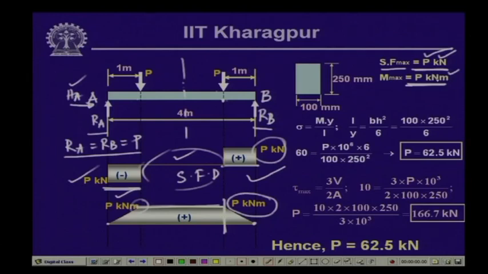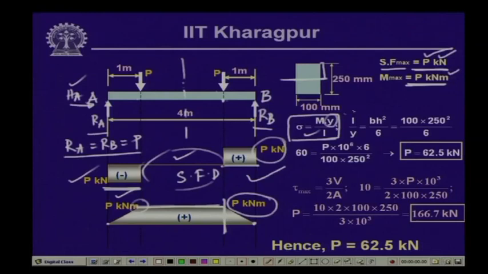Now, as we know, the bending stress sigma is equal to M y by I, where M is the maximum bending moment acting in the beam, y is the furthest point from the neutral axis, which will give you the maximum stress either at the top or the bottom, and I is the moment of inertia of the cross section with respect to the neutral axis.